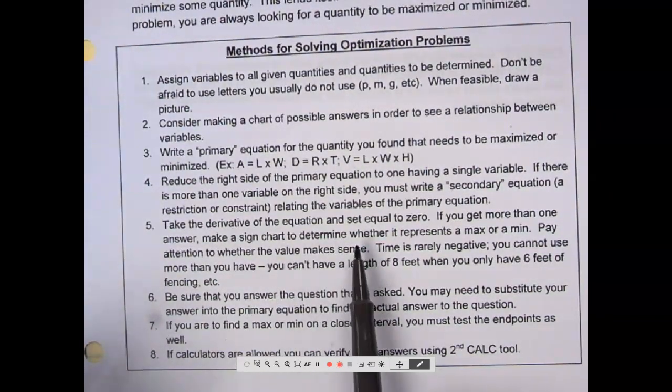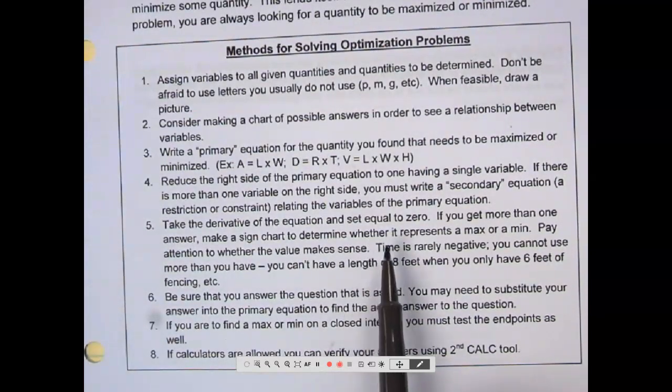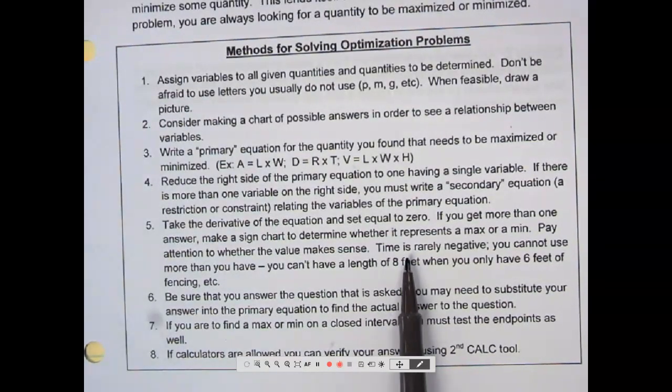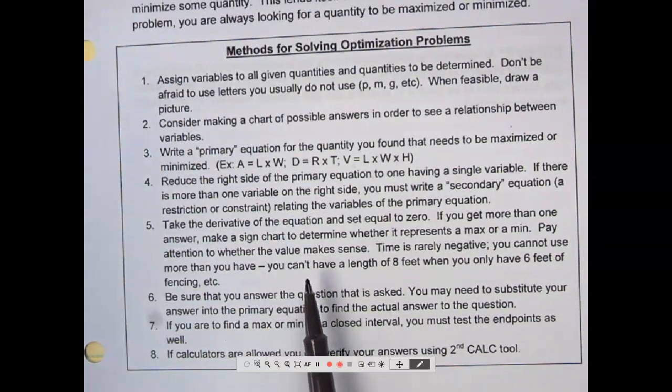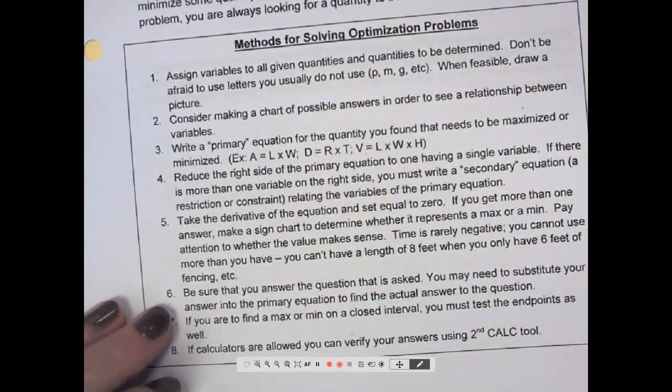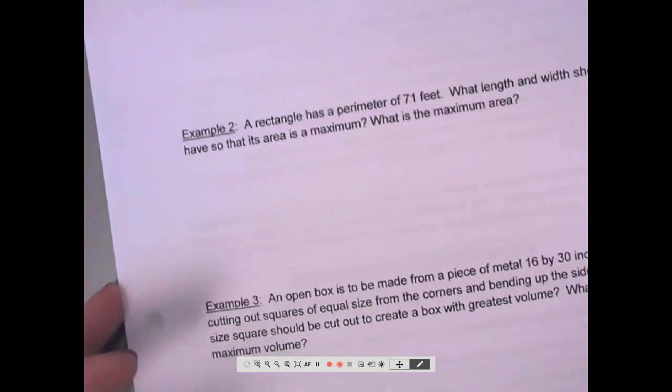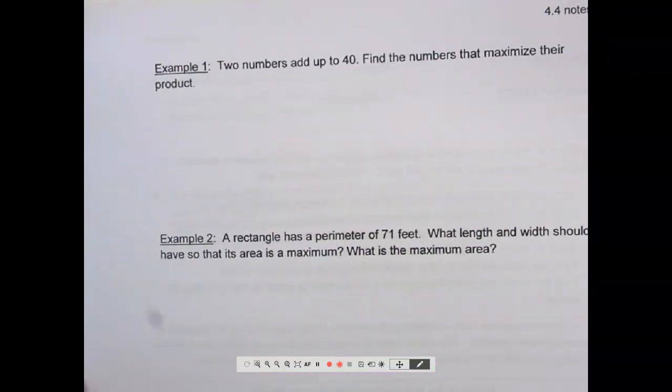Take the derivative of the equation, set it equal to 0. If you get more than one answer, make a sign chart. Keep in mind plausible answers, like time won't be negative. We can't use more fencing than we have, things like that. Be sure to answer the question that is asked. Okay, so let's start, and then like I said, I'll refer back to those steps so you can see what they actually mean.